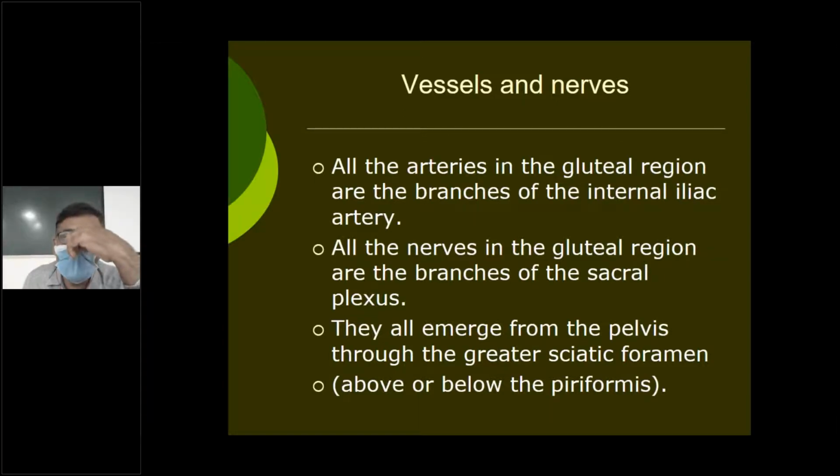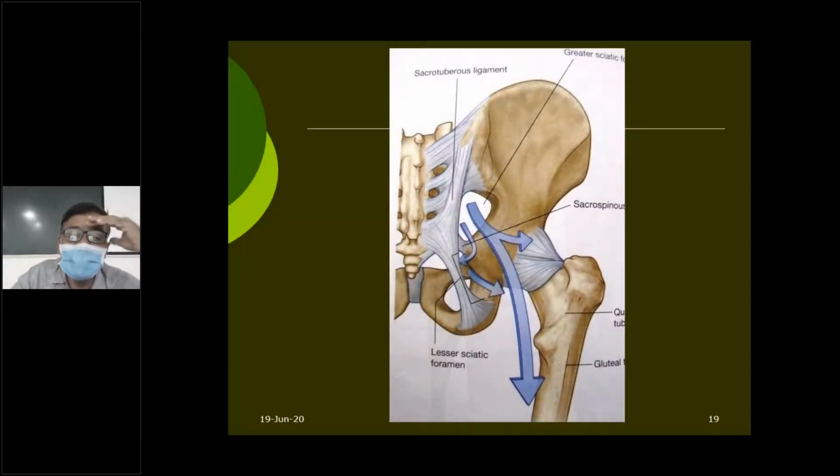We know that the greater sciatic foramen is already occupied by the piriformis. So the vessels and nerves naturally will have to compromise with the piriformis. Either they come out above the piriformis or below the piriformis. So let us have a schematic picture. Look at that. This is the greater sciatic foramen through which all vessels and nerves have to come out along with the piriformis.